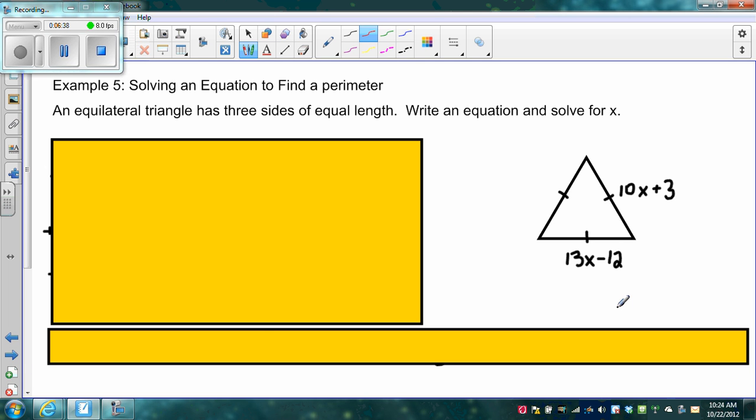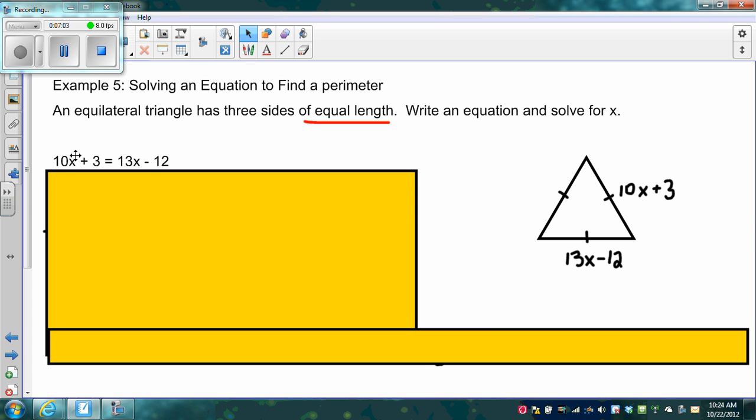And the last example in this section is, how can we use an equation to find a perimeter? So an equilateral triangle has 3 sides of equal length. This is important. So these sides are equal to one another, and it's equal to this other side. So the first thing we want to do is write an equation and solve for x.